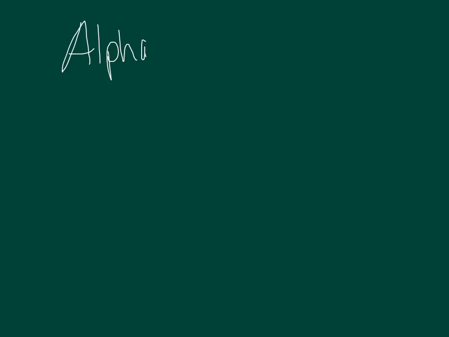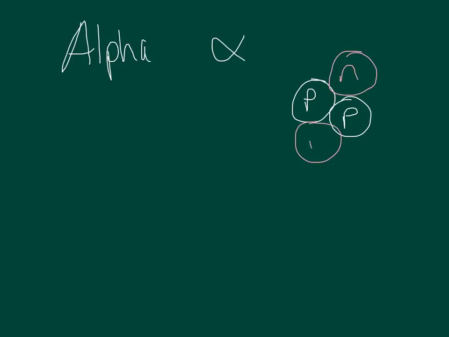Alpha. The symbol that we use for alpha looks a bit like a little fish swimming to the left, if you've got a bit of imagination. It actually comprises 2 protons and 2 neutrons. So if we consider this to be a proton and another proton, and let's get a different colour here, this looks rather fetching, and we've got 2 neutrons. So that would make up an alpha particle.